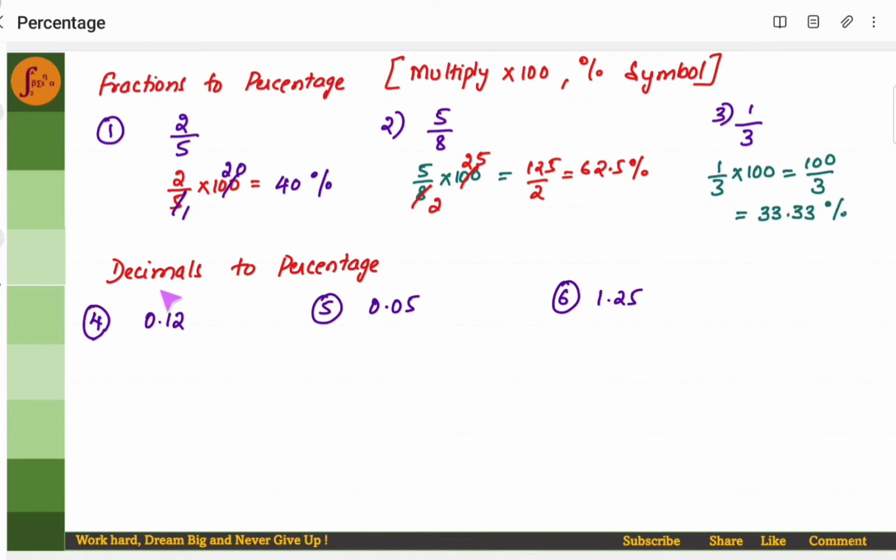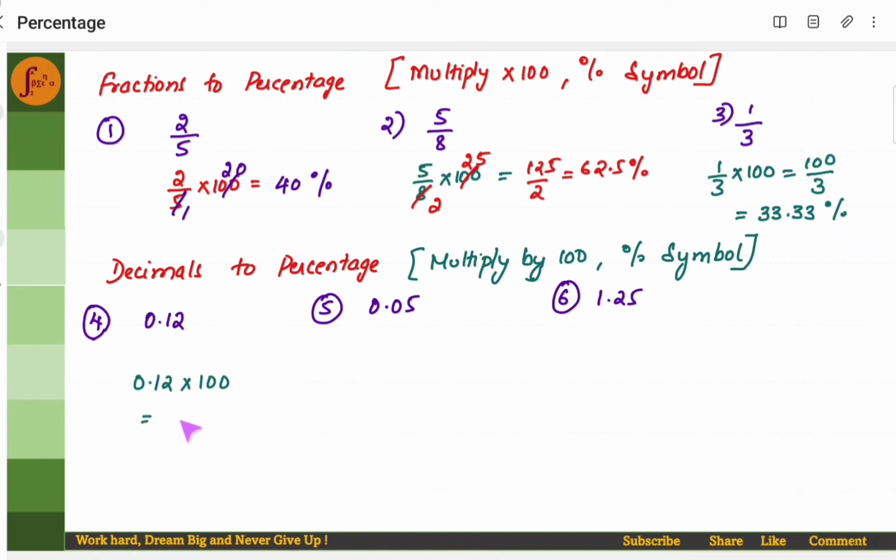Now let's take decimals and convert to percentage. Same thing we'll have to do. Multiply by 100 and put percent symbol, right? So 0.12, I multiply by 100. What do I get? I'll get 1200. Then you have 2 digits after the decimal point. So put decimal point after 2 digits. So I'll get 12%.